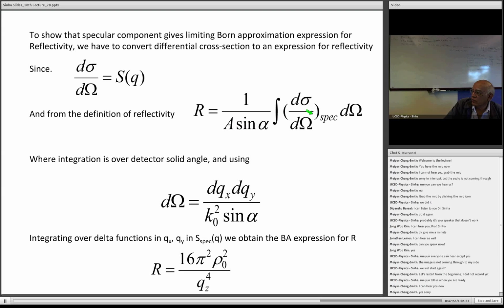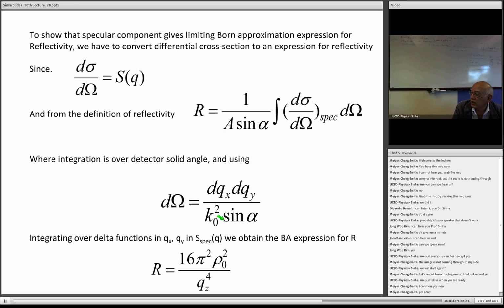And so when you integrate the delta function in this expression, which is in the specular part, over solid angles, you do that by expressing the solid angle d omega into the detector in terms of dqx and dqy, and a Jacobian factor, which is k naught squared sine alpha.